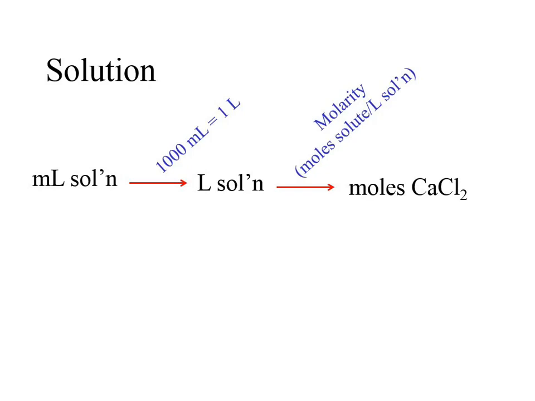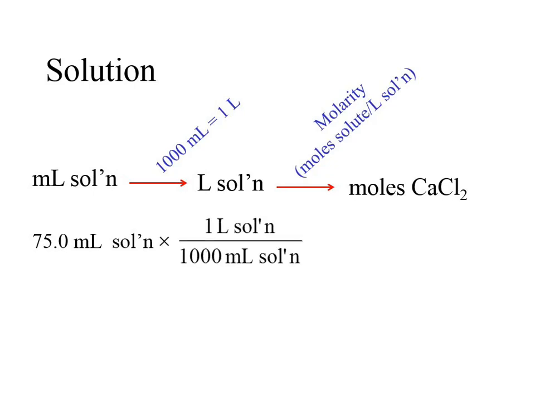So here we go. I would start with the milliliters. I would put this over 1, 75.0 milliliters of solution over 1. Then I want to get to liters, so I'm going to have to put 1 liter over 1,000 milliliters. Then once I have liters of solution, I can go ahead and stick in molarity. And actually I'm going to stick in the non-flipped version because I want liters to cancel. So I'm going to put 0.108 moles of CaCl2 per liter of solution. Now units of liters of solution have canceled, and it looks like we're done.